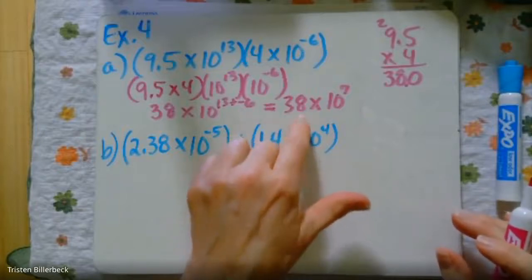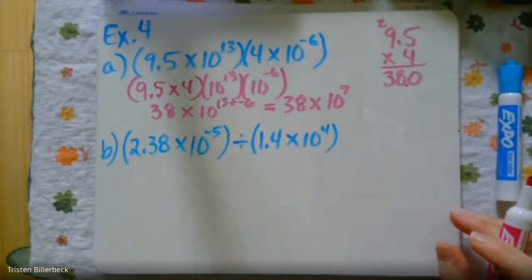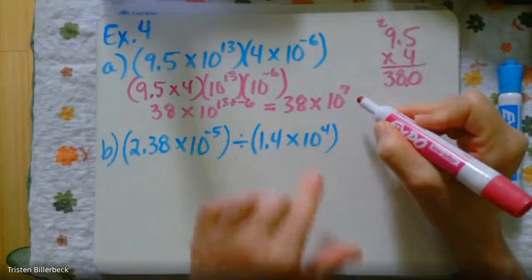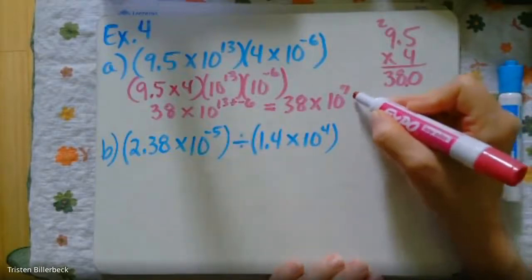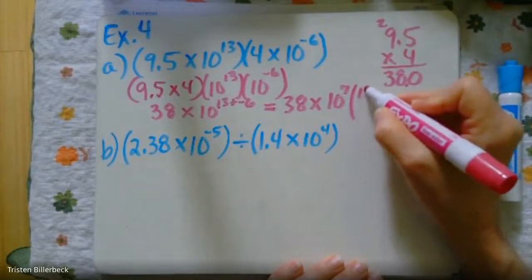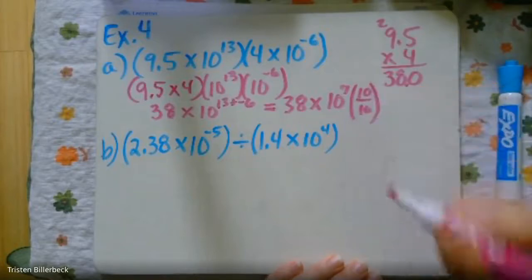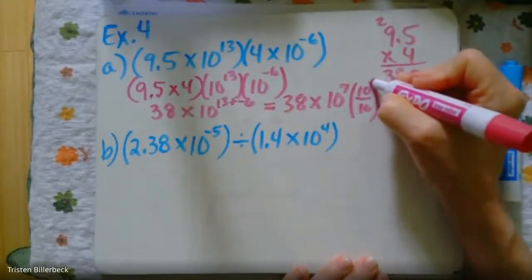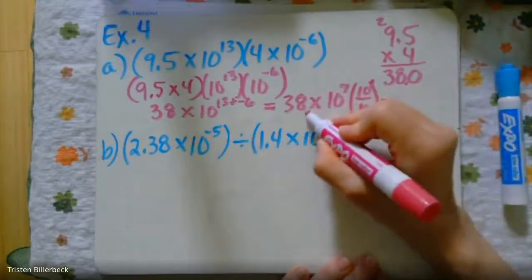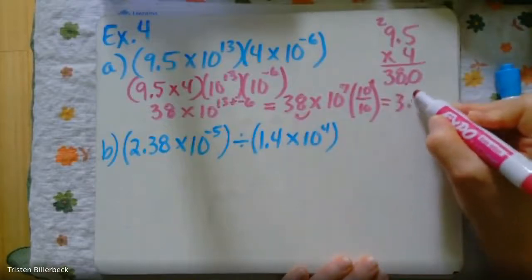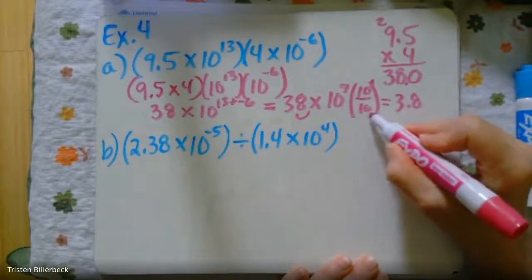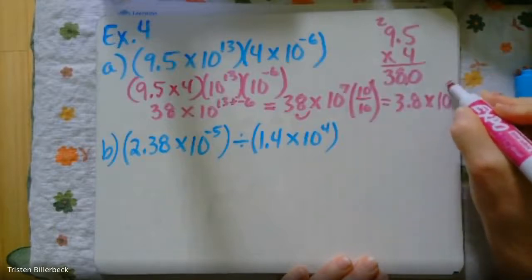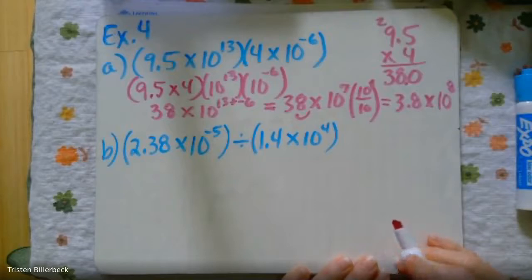All right, this is not scientific notation because 38 is greater than 10. So we have to find a way to move the decimal over 1. That means we have to divide this by 10, so we have to multiply by 10 over 10, and we're going to add a 1 right here. When we divide this by 10, we get 3.8. So that one's all taken care of, times 7 plus 1, so it'd be 10 to the 8. And that would be our final answer.